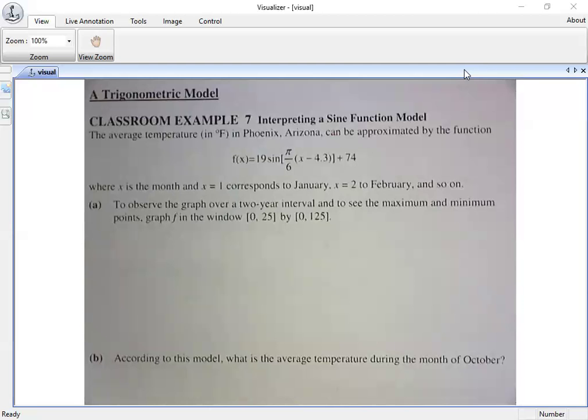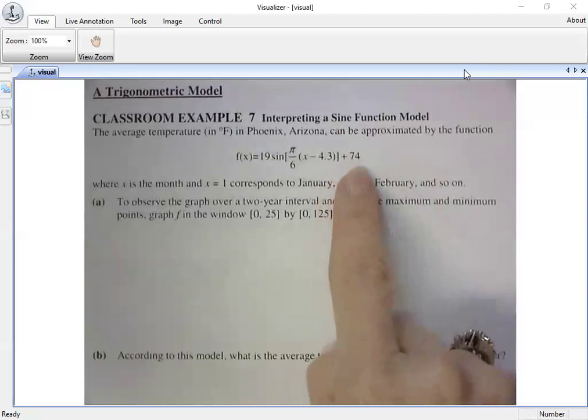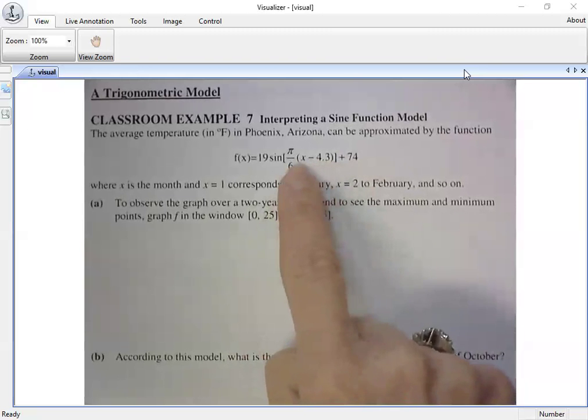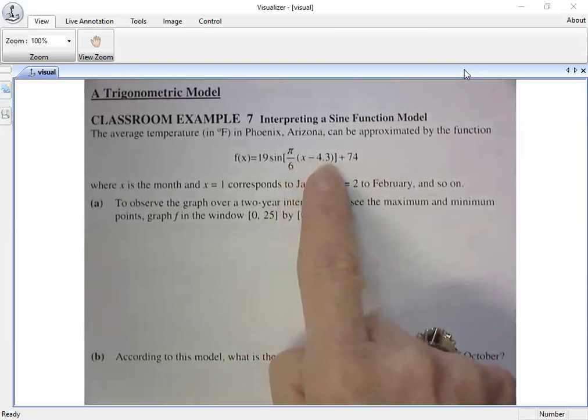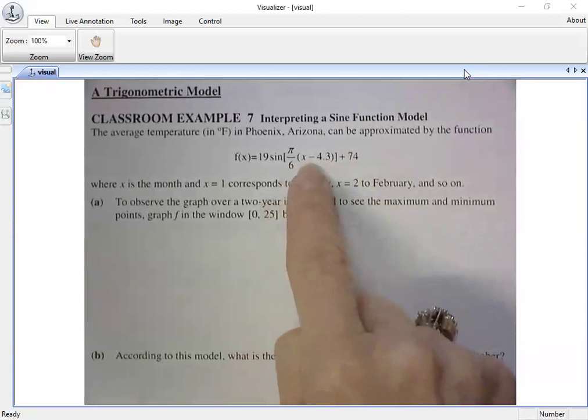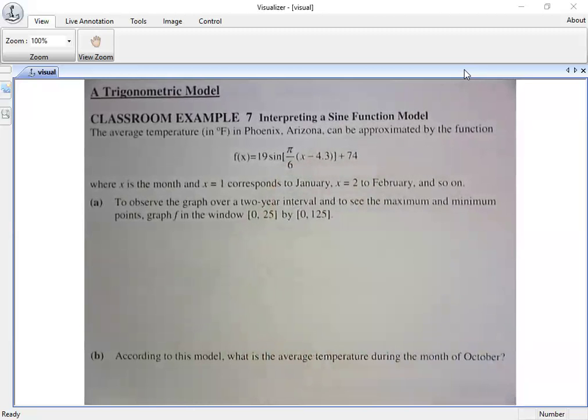But now keep in mind, well, let me show you something too. We haven't gotten to this part yet. This is kind of pre-teaching because we're going to talk about this in a little bit. Notice this has something we haven't seen before. It's got a plus 74 at the end. It's also got X minus 4.3 in the parentheses, where there's something that's happening to the X before it gets multiplied by the pi over 6.